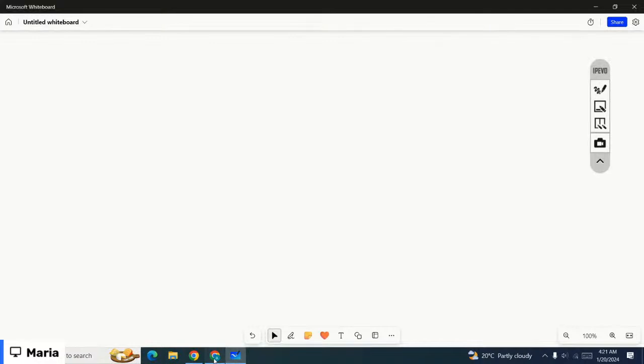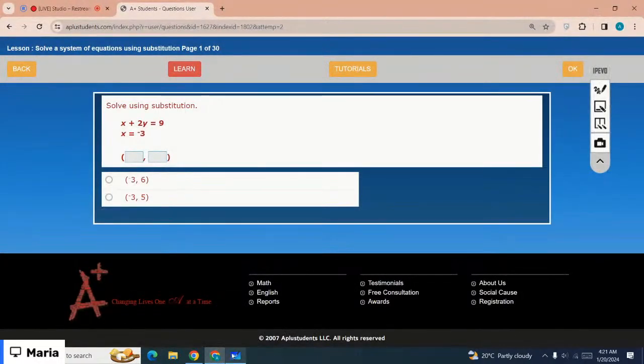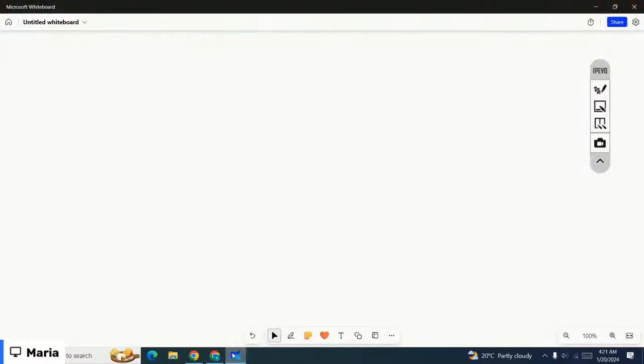Okay, the next one is solve using substitution. x plus 2y equals 9 and x equals negative 3, right? You already have a value of x equals negative 3, right? So you just have to substitute this value in equation number 1 and calculate the value of y. This question is this easy because the x value is already given, right? But this is not the case in every equation. Maybe we'll find the other one, then we'll do.